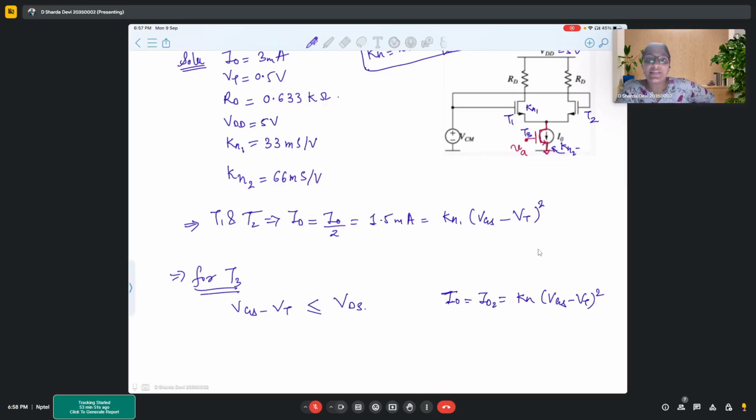If it is very high, too high, then the device will go to pinched off mode. But we don't have to go till that limit. So that's why we look for minimum values possible.